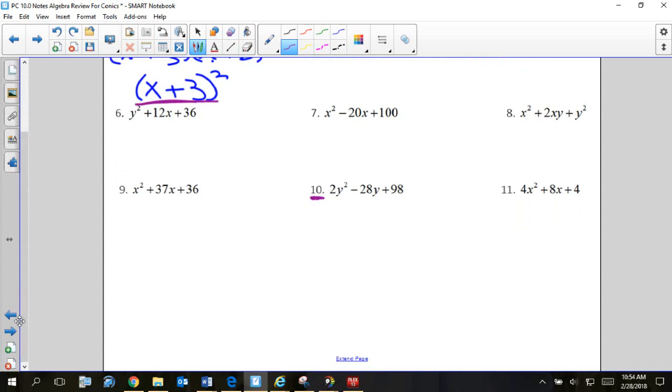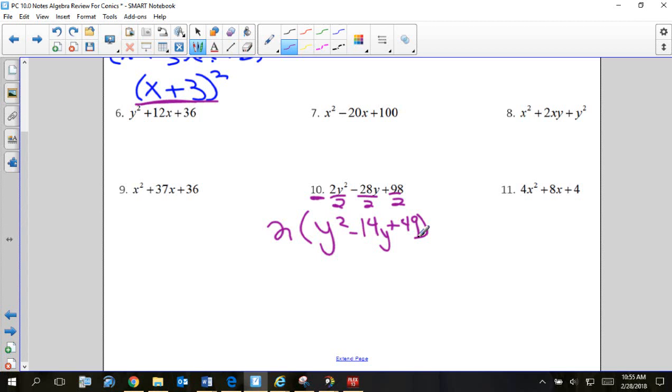What do we do first? Factor out your greatest common factor. You can still factor it, but it won't be factored all the way if you don't get out the GCF. So we're going to take out the number 2 by division. You put it in front. You get y squared minus 14y plus 49.